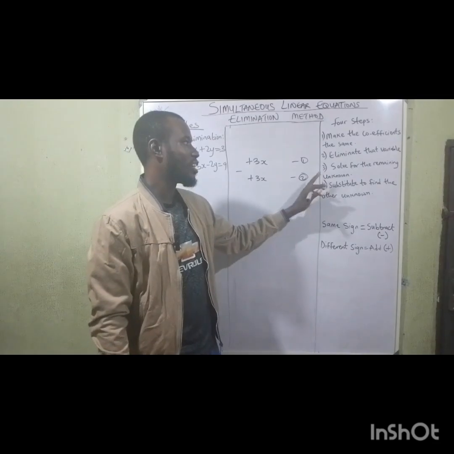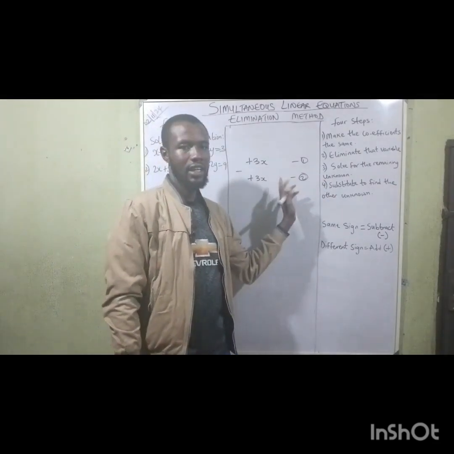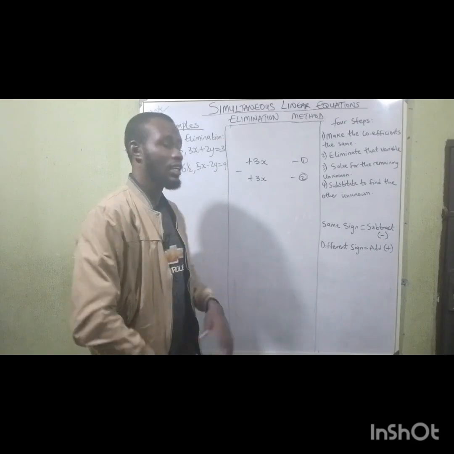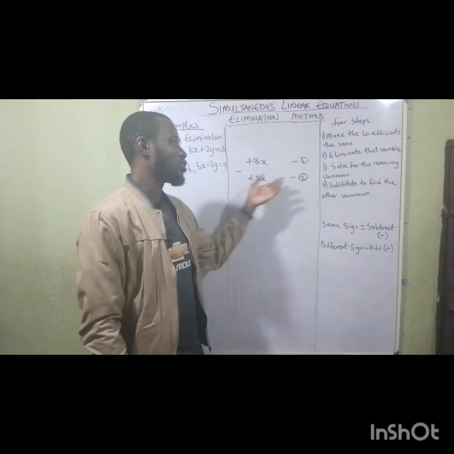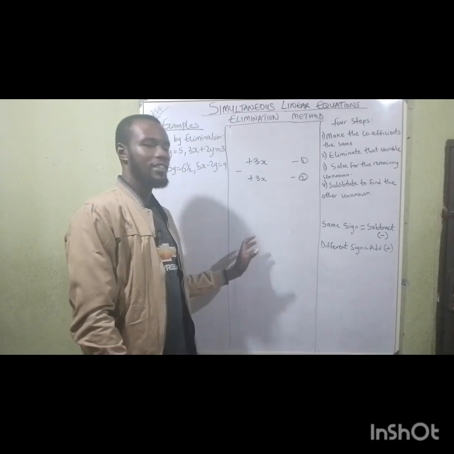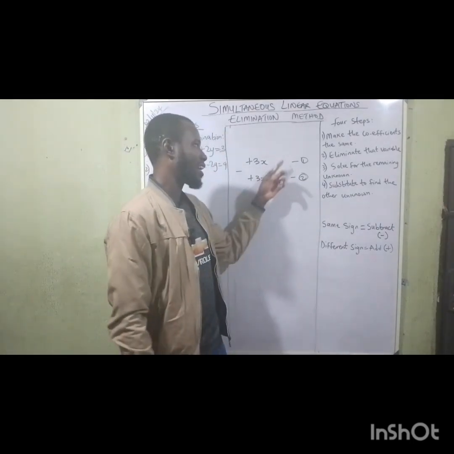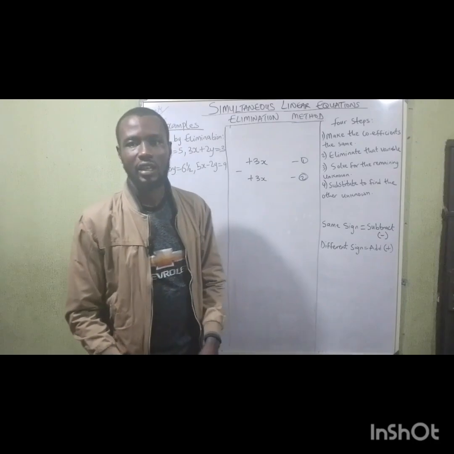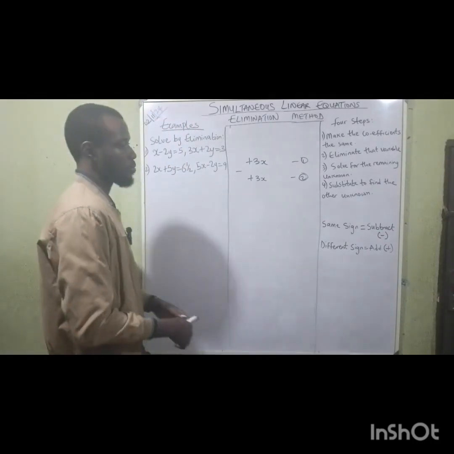So that's the third one. We now solve for the remaining unknown. We now solve for y in this case. Alright, or if we eliminated y, we'll solve for x. It could be any other two variables. If it's a and b, if you eliminate a, you solve for b. If you eliminate b, you solve for a. Then when you get the remaining variable, you substitute it into equation 1 or equation 2 to find the variable that you eliminated before. Alright, so it's a very simple process.